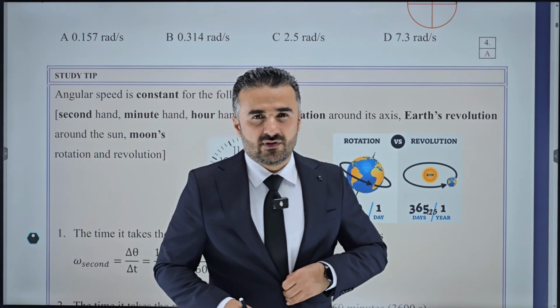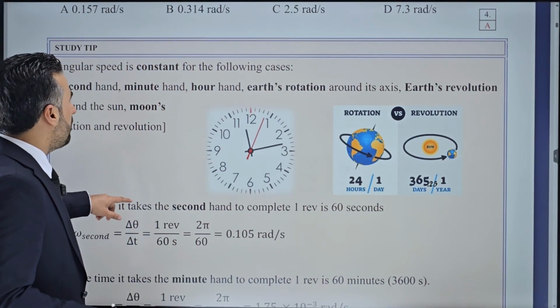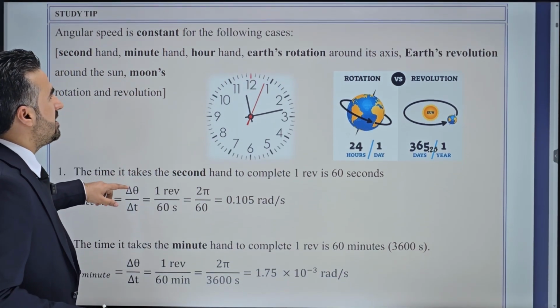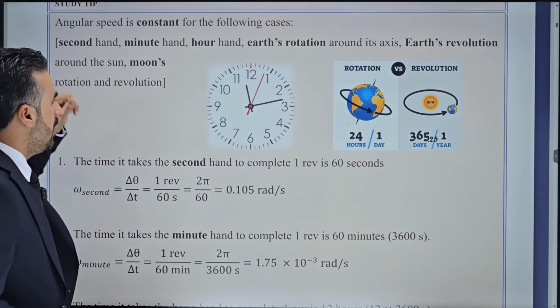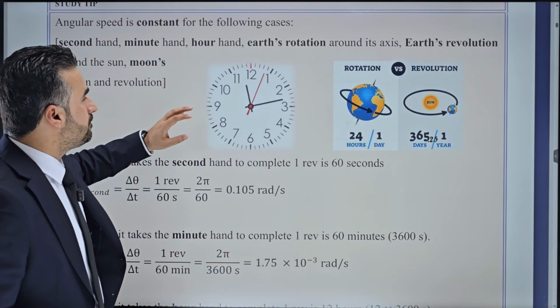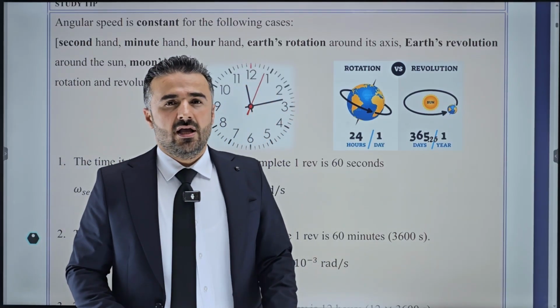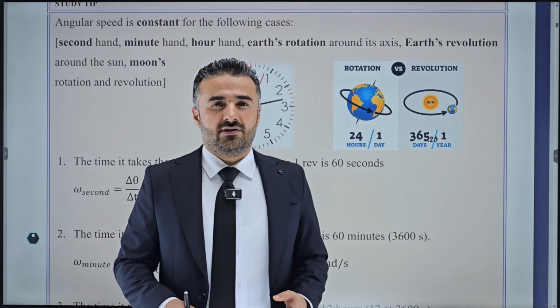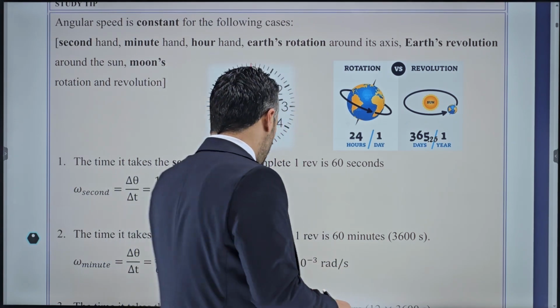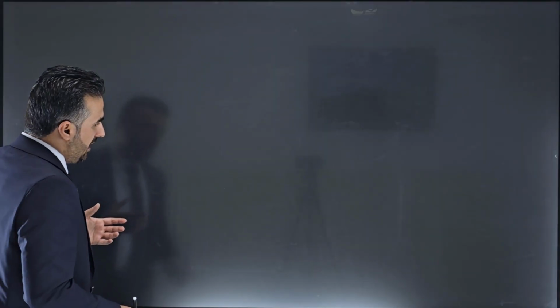And what are some of those things here? Angular speed is constant for the following cases. The first case that we have is the second hand, the minute hand, the hour hand, Earth's rotation and Earth's revolution. All of these have a fixed or a constant angular speed. What do we mean by this? Let me explain furthermore.